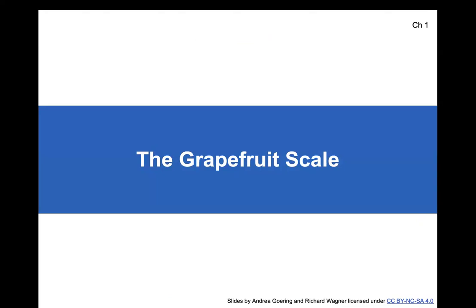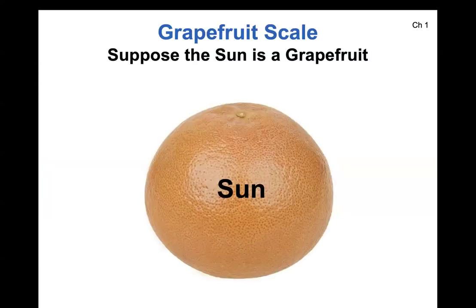The natural start to any astronomy class is this citrus, loved by some, hated by others. So we're going to imagine that the sun is a grapefruit. We've just chosen the grapefruit because it's the correct shape, being a sphere, and it's a relatable size, and a convenient size for the analogies we're going to make.